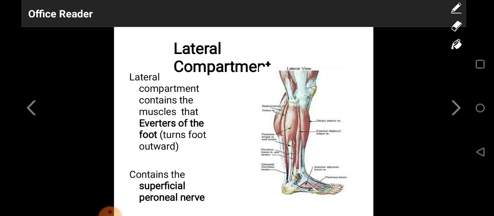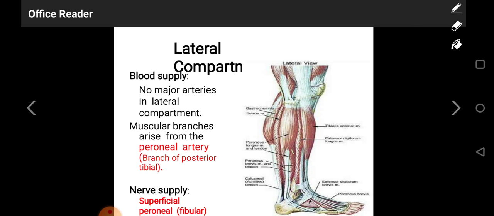Now we come to the lateral compartment of the leg. The lateral compartment contains the muscles which can evert the foot. The nerve supply here is the superficial peroneal nerve. Blood supply: there is no major artery in the lateral compartment. Here the muscles are supplied by muscular branches arising from the peroneal artery, which is a branch of the posterior tibial artery, and the nerve supply is the superficial peroneal nerve.